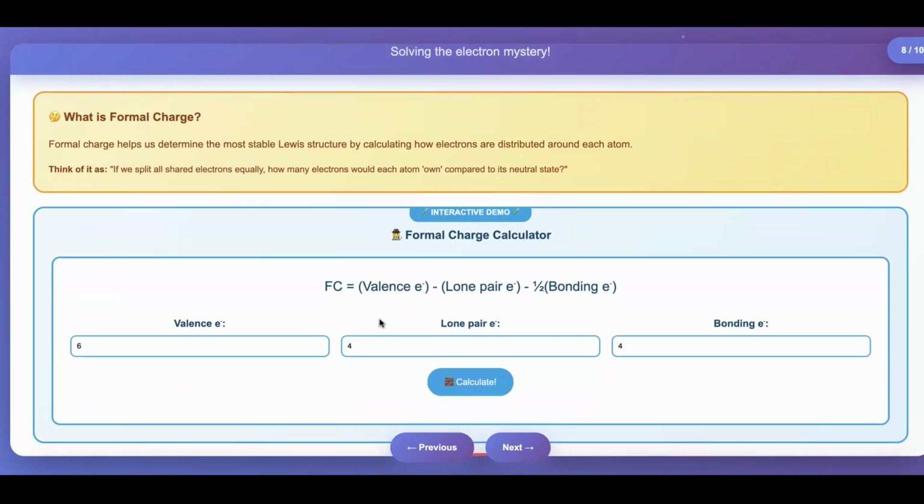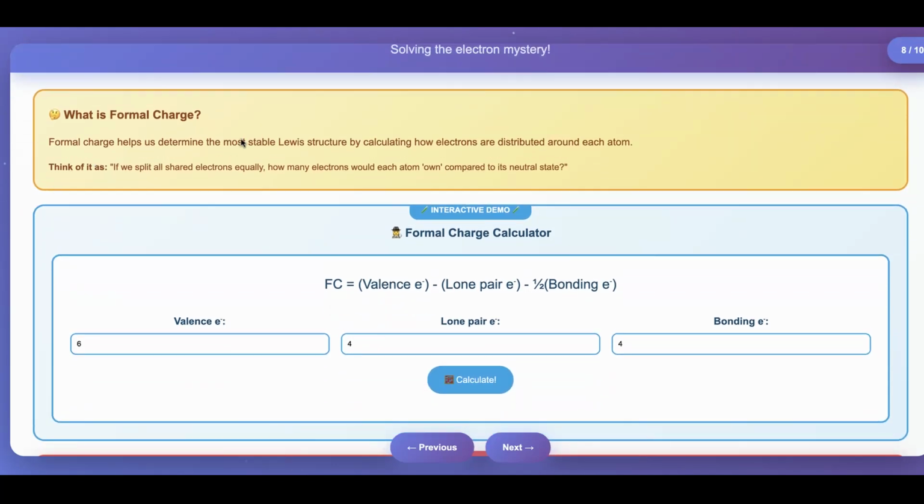If I have, for example, a molecule of water and you need to know the formal charge of the oxygen atom, remember that it has 4 lone pair electrons and it has 2 bond pairs with the hydrogen. So the oxygen has a valency of 6 because it's in group 6. And if you subtract the lone pair electrons, they are 4. So that's 4. And then how many bonding electrons?